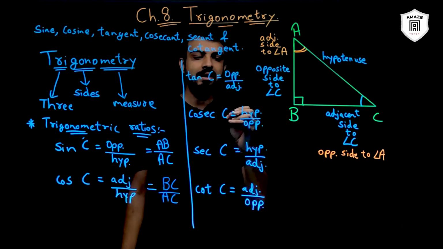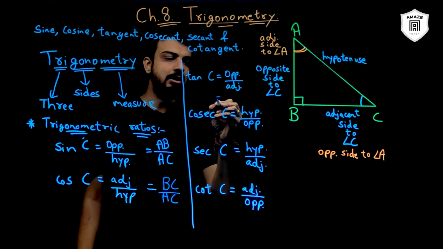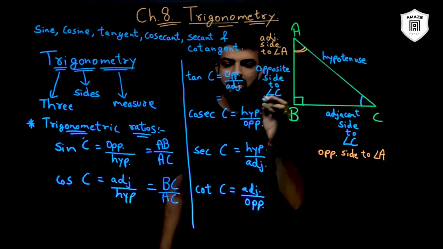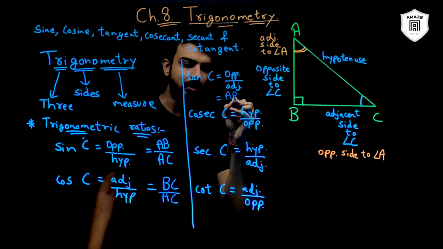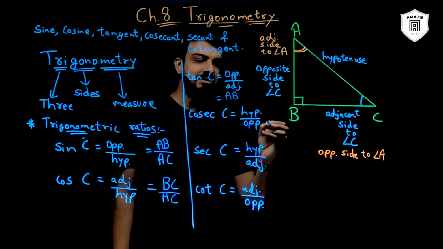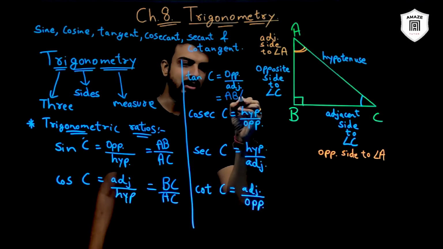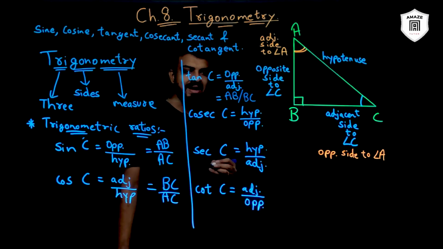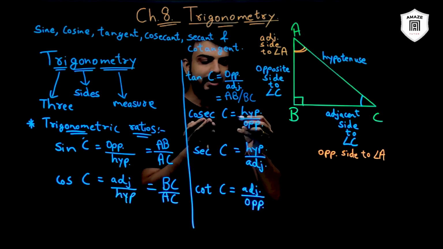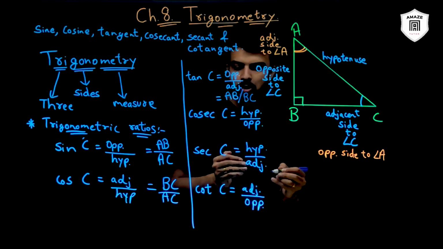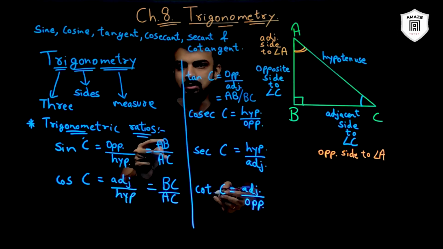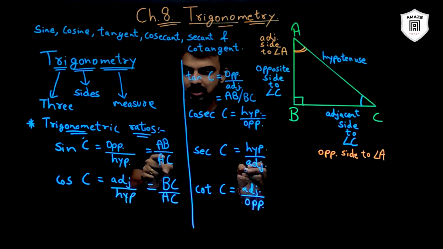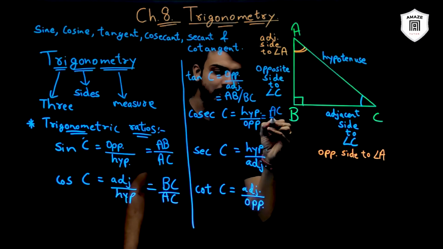Okay? Tan becomes basically opposite upon adjacent. What is opposite? Opposite is AB. And what is adjacent? Adjacent is BC. So AB upon BC basically. Right? Next, you can look at the triangle and write down the other three, or else what I will do is, I will just flip this, the reciprocal of this, which is AC upon AB.